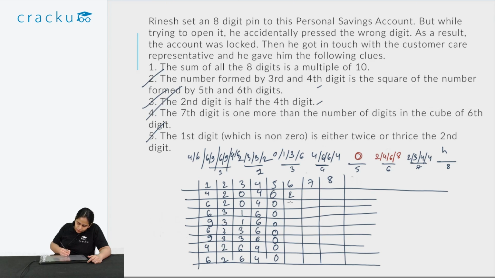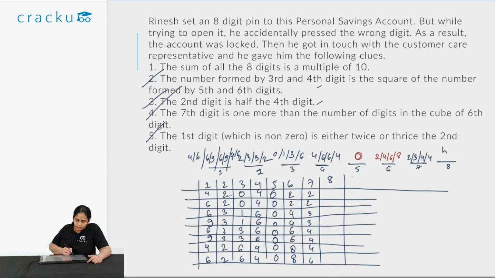This is 2, 2, 4, 4, 6, 6, 8, 8. And this is 2, 2, 3, 3, 4, 4, 4, 4. So I have to find out the last digit such that the sum is a multiple of 10.